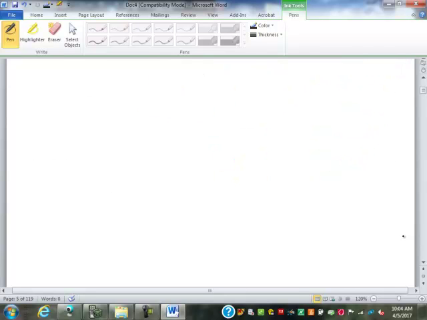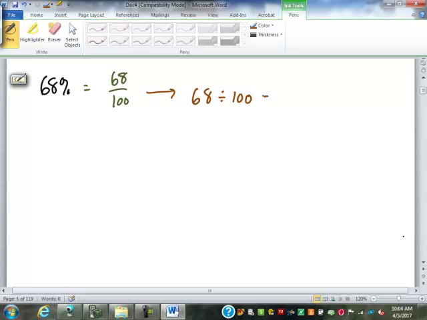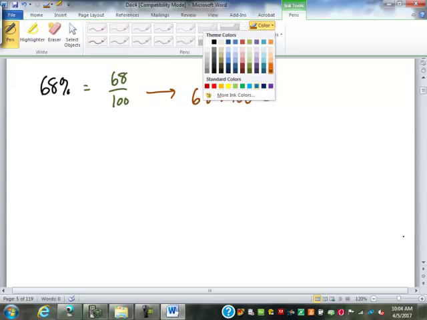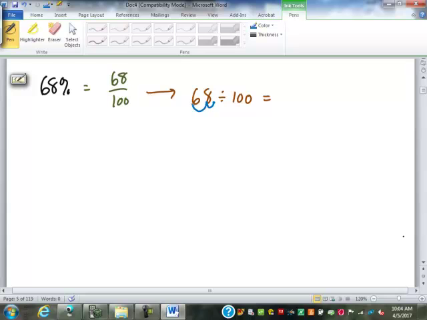What if we want to go to a decimal? Let's go back to our start here, the 68%, and I want to turn it into a decimal. Well, remember we said 68% means 68 out of 100. And if I want to turn that into a decimal, it's just 68 divided by 100. Well, when I divide by 100, what does it do to my decimal point? It moves it 2 spots to the left. So that is 0.68. So 68% becomes 0.68 as a decimal.